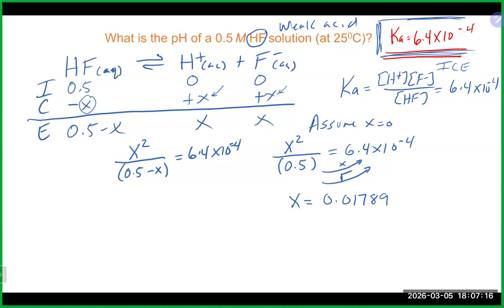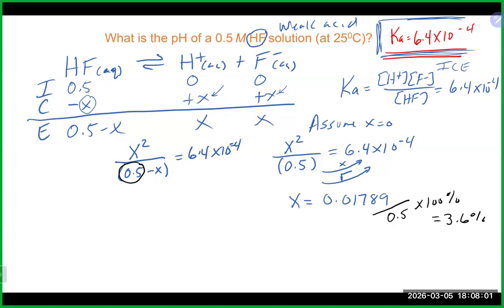Now, the second really important part that we talked about when you do make this assumption is you should always check the assumption and make sure that it is good because trust me, it will not always be good. So to check the assumption, we take the X value that we got, we divide it by what we were going to subtract it from, which is typically the initial concentration, and we times it by 100%. And if we do that in this particular case, I think about 3.6%, if I'm not mistaken.